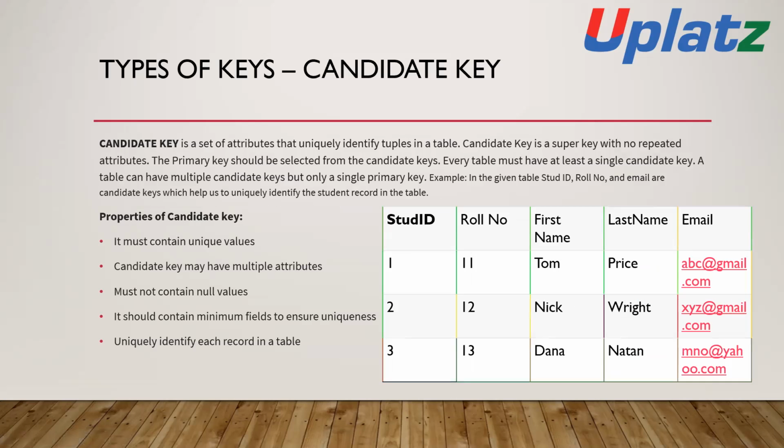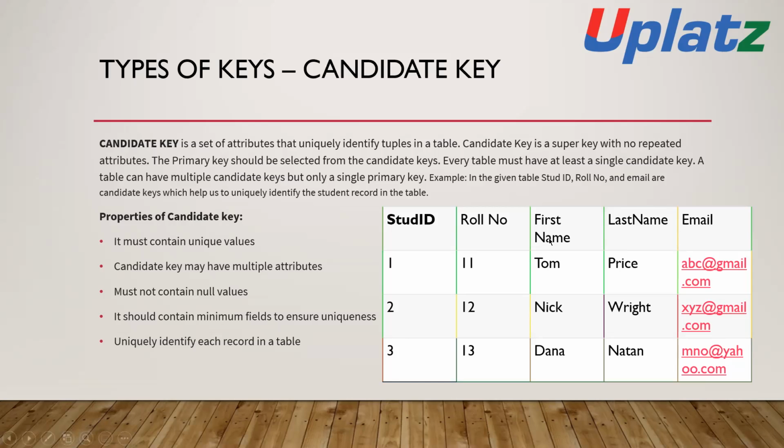Next we have candidate key. Candidate key is the set of attributes that uniquely identifies a tuple in a table. Now candidate key is a super key with no repeated attributes. The primary key should be selected from the candidate keys. So basically candidate key is like a superset for primary key. One of the least general key will be selected from candidate key, and that will become your primary key.